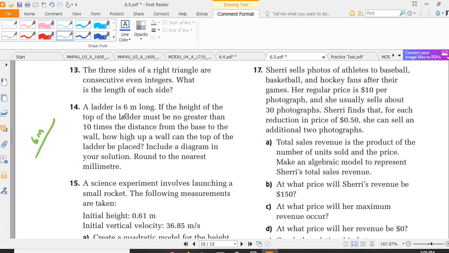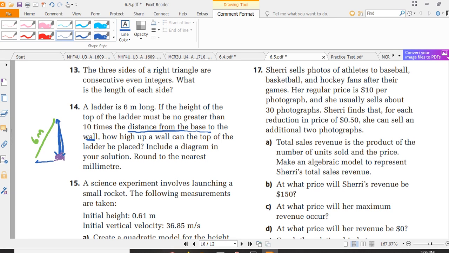If the height of the top of the ladder must be no greater than 10 times the distance from the base of the wall. Okay, so I'm going to stop there, and let's assume that's a straight line. Let's call that the height. If the height of the top of the ladder must be no greater than 10 times the distance from the base to the wall.